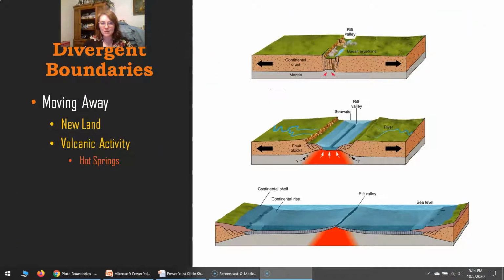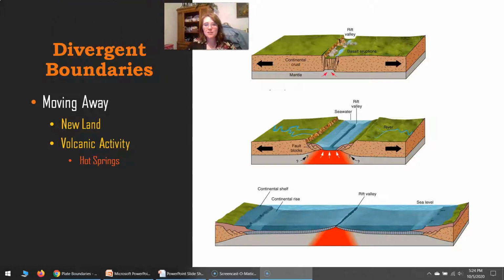Okay, next. So divergent boundaries are still pretty interesting because you're going to get volcanic activity at these, not nearly as much earthquake activity. If you do, it's not because you have these big giant plates moving into each other. It's because you have areas that are basically falling into the ground. So you can still have some earthquakes, but it's just not nearly as common. And you do get other kinds of volcanic activity like hot springs.